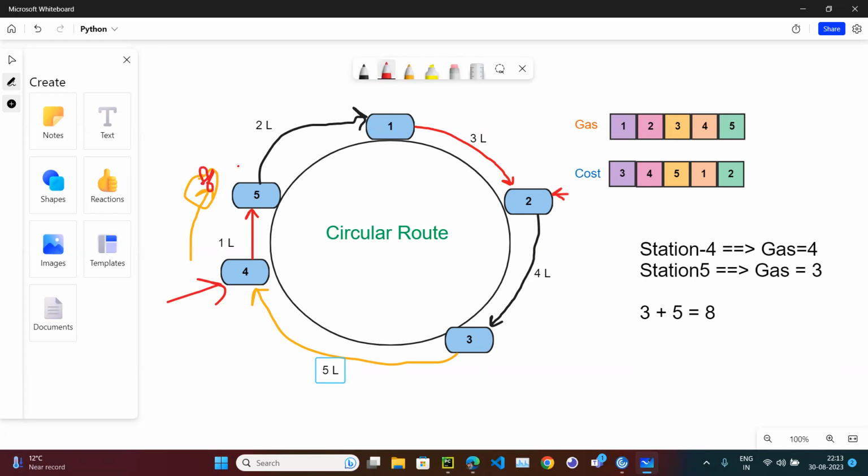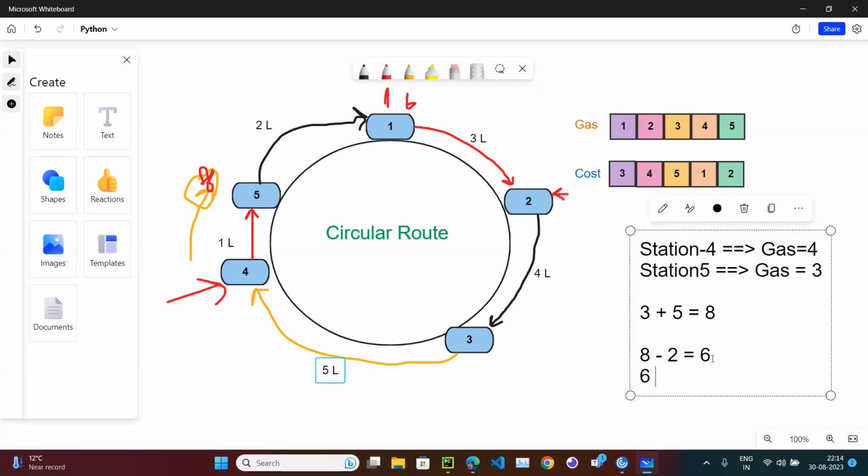All right, so let's start moving. We will reach the next station, because to move to the next station we need only 2 liters. We spend only 2 liters and the remaining is 6. So when we reach this station, we have 6 liters of gas, and at this station we can fill gas as well. 6 plus 1 is equal to 7. So now we have 7 liters of gas here.